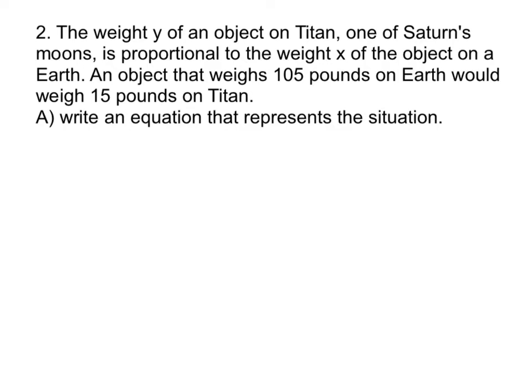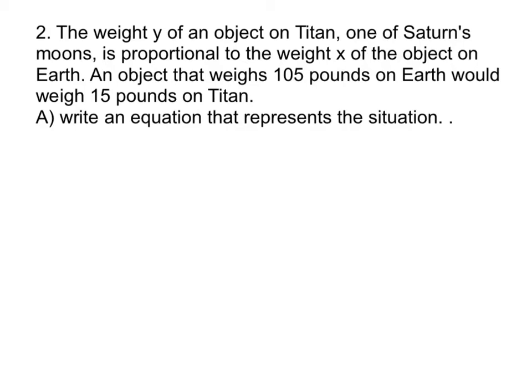Example number 2. The weight y of an object on Titan, one of Saturn's moons, is proportional to the weight x of the object on Earth. An object that weighs 105 pounds on Earth would weigh 15 pounds on Titan. A. Write an equation that represents this situation.